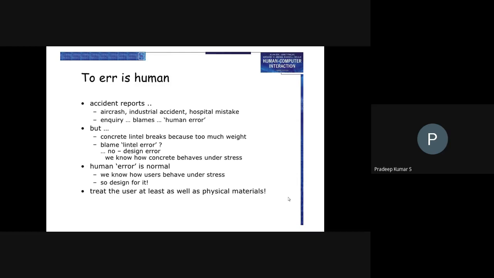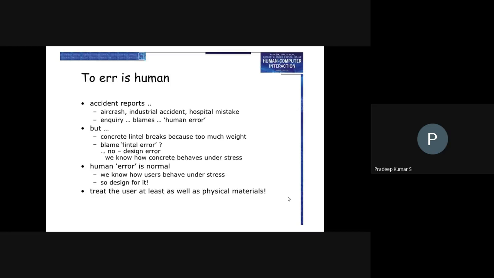Next, to err is human. What is error is human? Here the human can make some mistakes. For example, accident reports: the air crash, industrial accident, hospital mistake, inquiry. That is a human error mistake. That is a day by day scenario, a human behavior mistake.